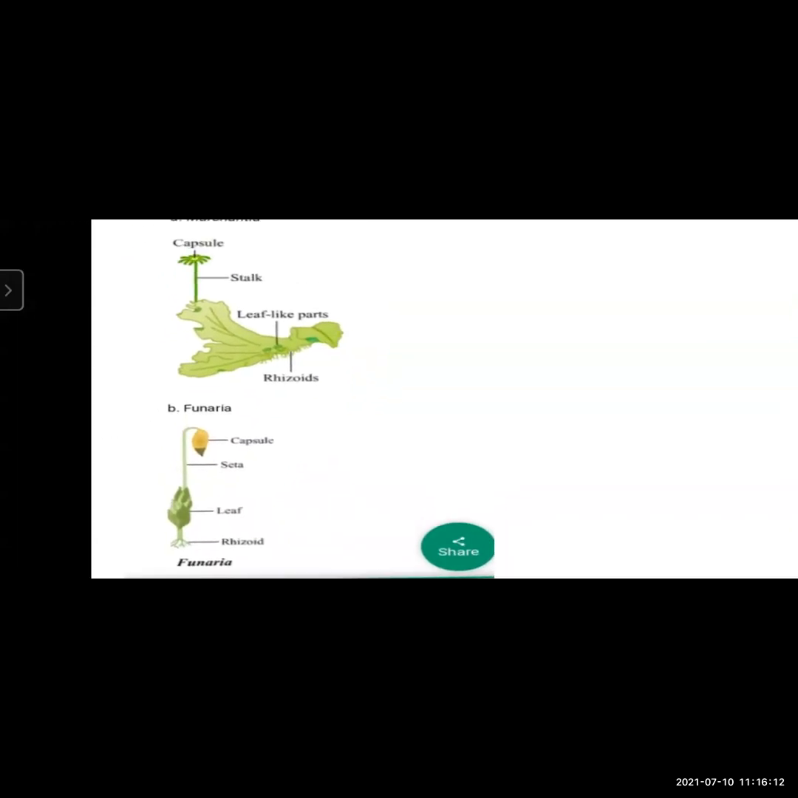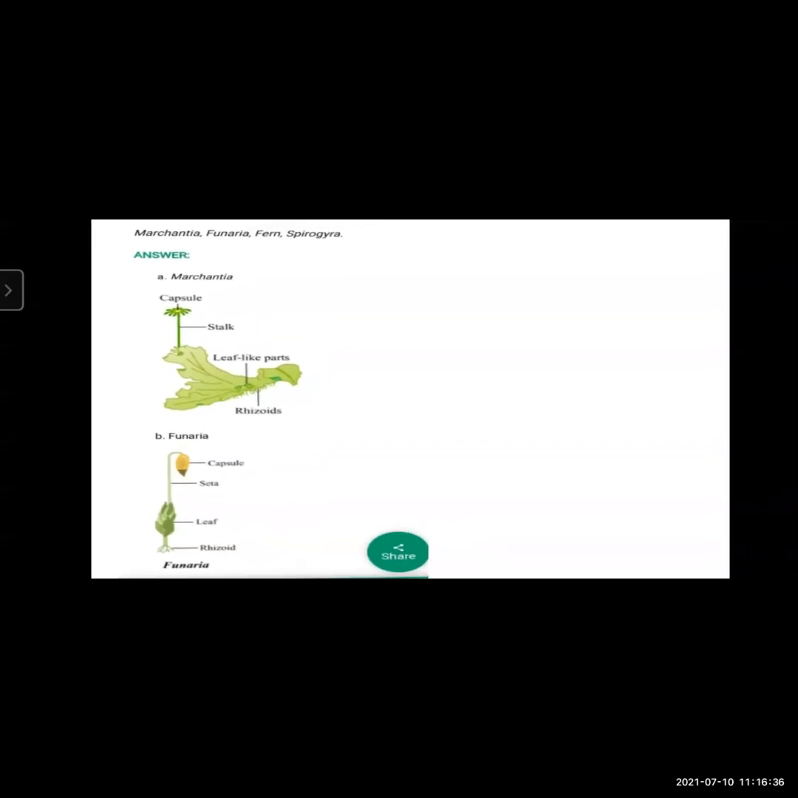Marchantia. The next is Funaria. So you need to label all these parts. So drawing and labeling comes for 2 marks. Because they are very easy figures, and out of these 4 figures, 1 definitely comes in the exam, right? Spirogyra most of the time is asked, but the others are also asked sometimes. Fern and Funaria. So for Marchantia and Funaria, the labels are, you can see rhizoids, leaf, seta, capsule in case of Funaria. So these labels you have to do.